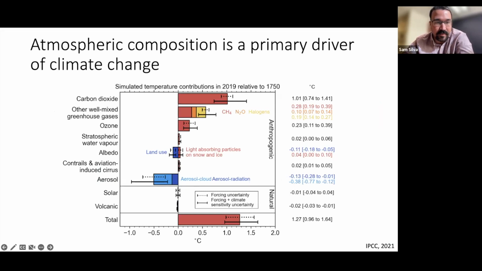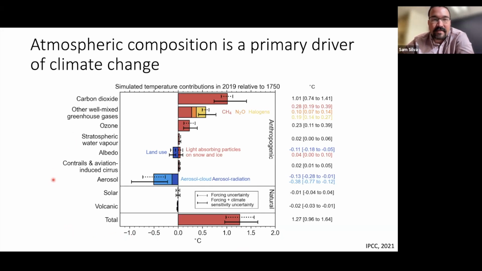And the important thing to note about this, and the thing that is really relevant to my work, is that atmospheric composition is a real primary driver of climate change. So what you're looking at here is a figure from the IPCC in 2021. Every time the IPCC comes out, they have a version of this figure, and everyone in the atmospheric composition community gets really excited and wants to be the first one to post it to Twitter, so you get the most likes and retweets and all of that good stuff. But what you're looking at is the simulated temperature contribution from a variety of radiative forcing agents. This is the change in temperature from 2019 relative to 1750.